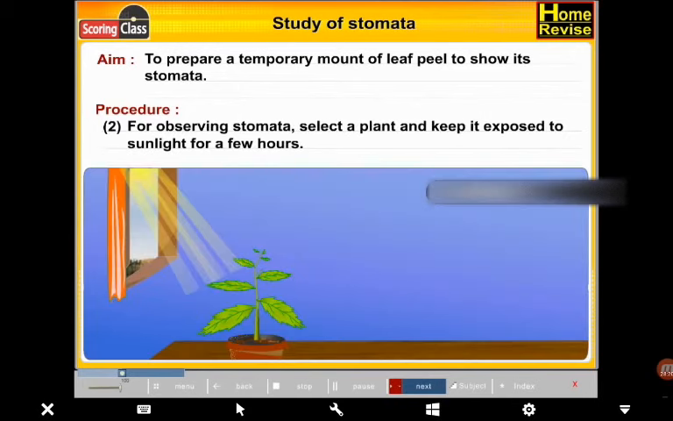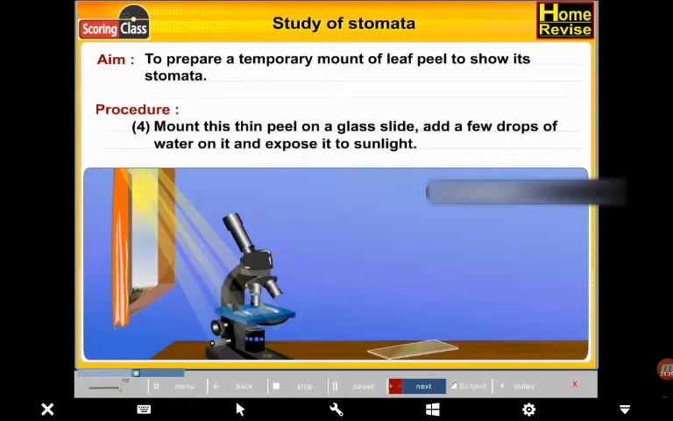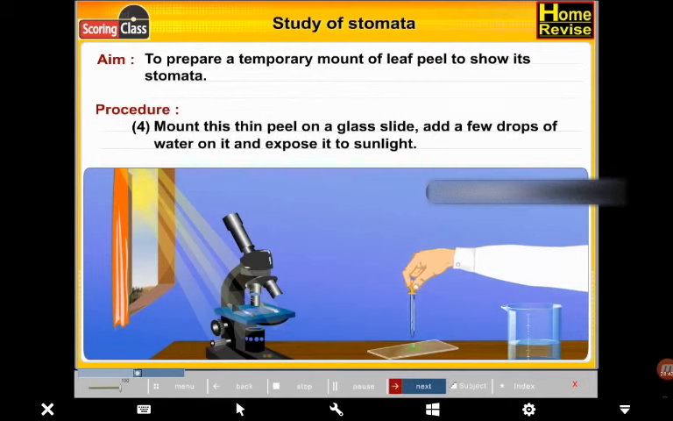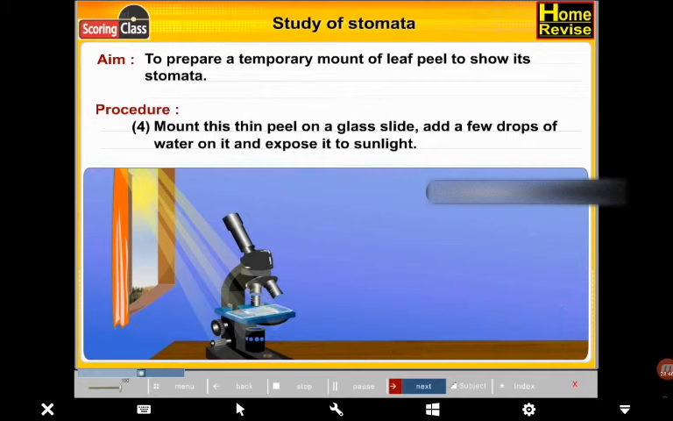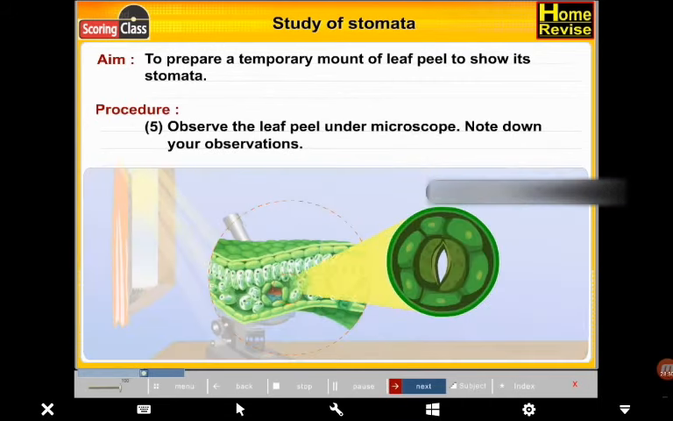For observing stomata, select a plant and keep it exposed to sunlight for a few hours. Take a leaf of such plant, tear it tangentially from its lower surface to obtain a thin peel. Mount this thin peel on a glass slide, add a few drops of water on it and expose it to sunlight. Observe the leaf peel under a microscope.